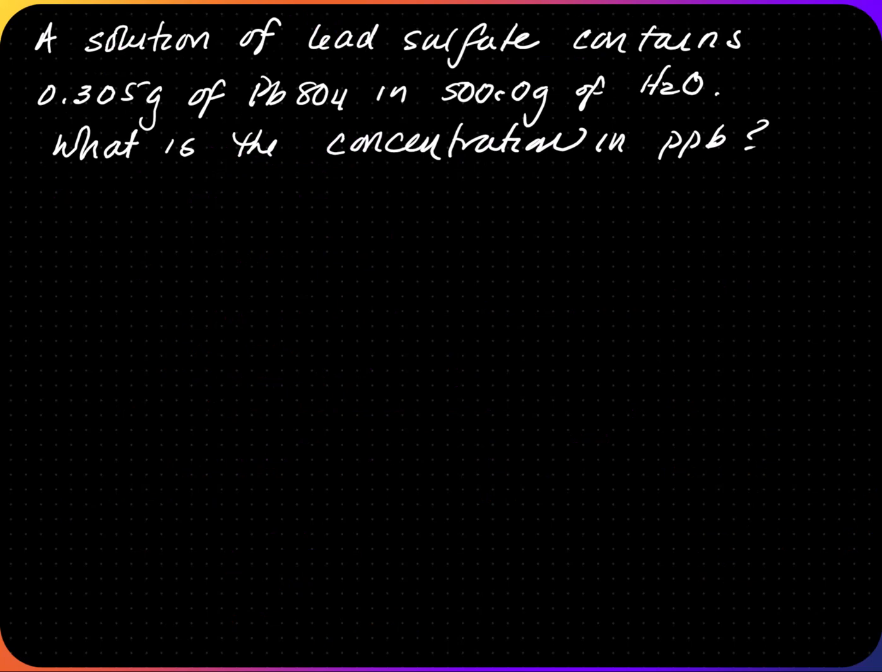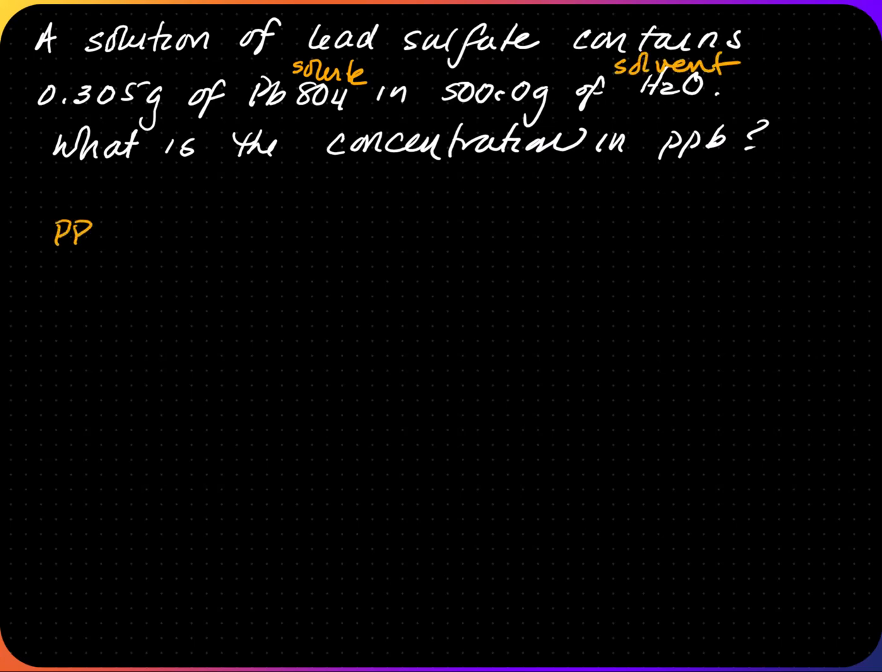Here we have a solution of lead sulfate. It contains 0.305 grams of the lead sulfate in 500 grams of water. What is the concentration in parts per billion? Since we have lead sulfate in water, my lead sulfate is my solute here, and my solvent is my water.